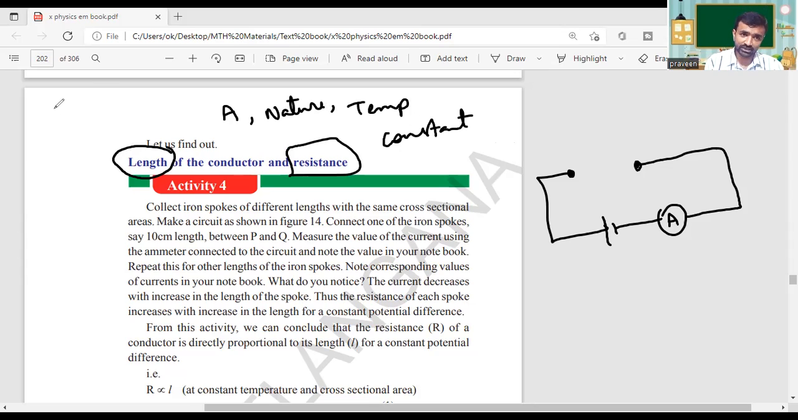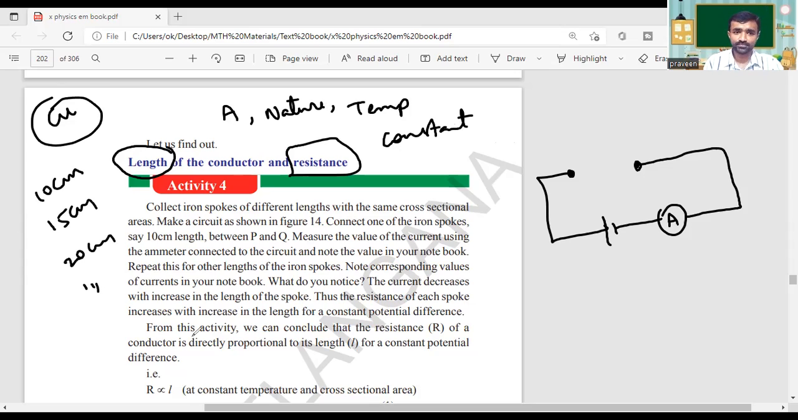Suppose I select a copper wire, only one type of wire. From that, you can cut this copper wire into 10 centimeters length, 15 centimeters length, 20 centimeters length, and so on. A maximum of three is enough to give a generalization and conclude. So I select one piece of copper wire, and cut it into different lengths: 10, 15 and 20 centimeters.